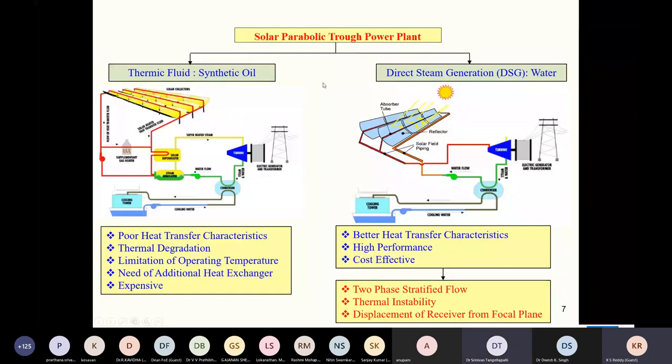In the morning, some participants asked what the working fluid is here. This is a synthetic oil. The other is direct steam generation. What we can do is take a synthetic oil, heat it up, and then transfer it into the steam generator, and this cycle operates on this. This is called thermic fluid based, but we can avoid this by using direct steam generation, where the water can directly go into the collectors and then come back. This is better from a heat transfer point of view, but there will be thermal instability, two-phase problems and so on. But most extensively used across the world is this thermic fluid based system.